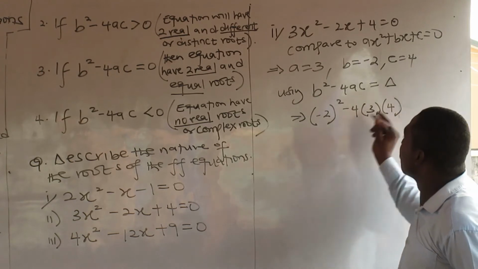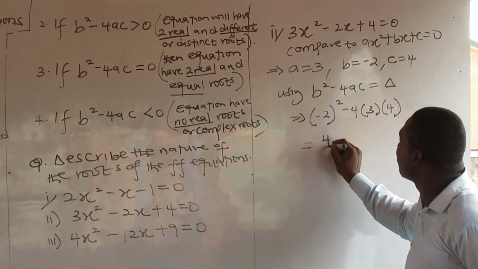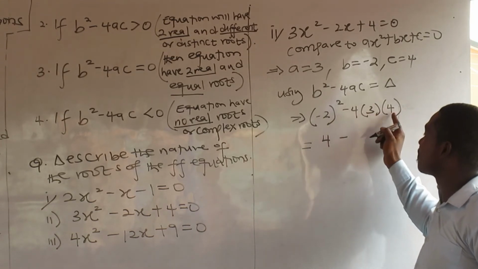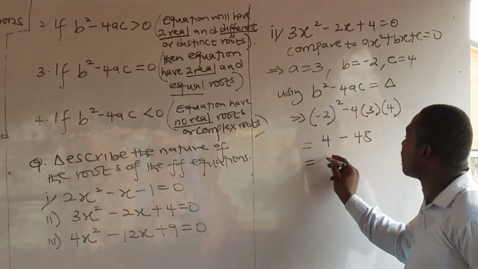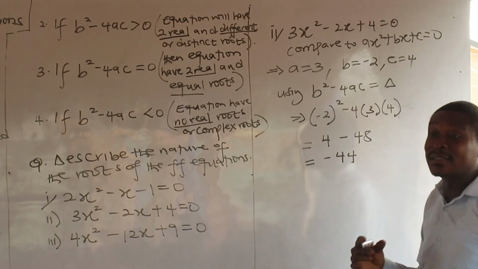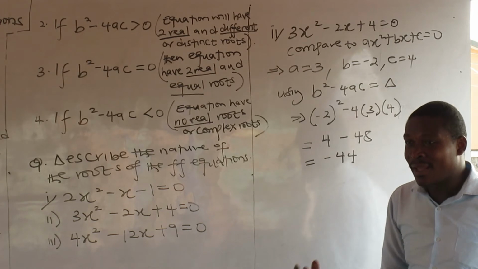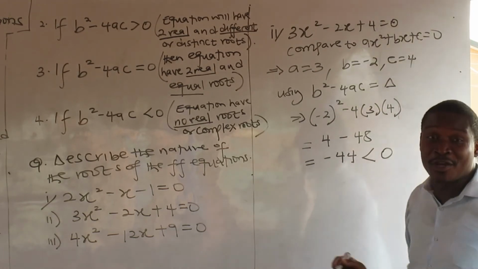Wait, I can even come down like this for you. This is 4, right? Minus 4 times 12. Minus 12 like this, 48, right? What are you going to get again? Negative 44. Now this negative 44, is it greater than 0? No. Is it equal to 0? It is rather less than 0. Good. You see what is going on?